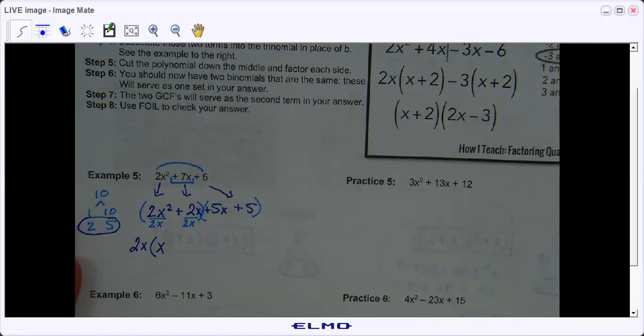So we factored out the first set. Now we're going to factor out the second set. The greatest common factor between 5x and 5 is 5, and it's going to be positive 5. So I'm going to put plus 5 here. And we are dividing both of these by 5. So 5x divided by 5 is x. 5 divided by 5 is a positive 1.